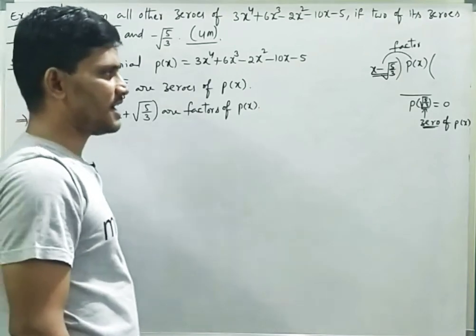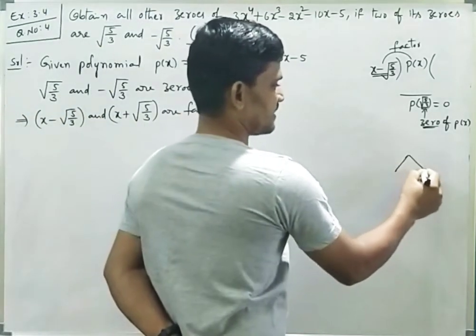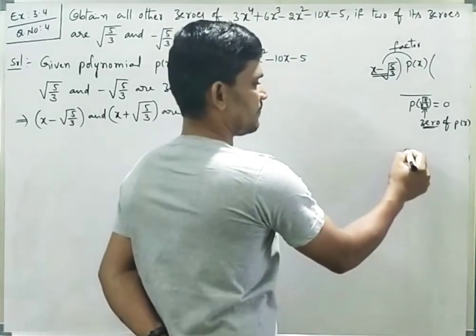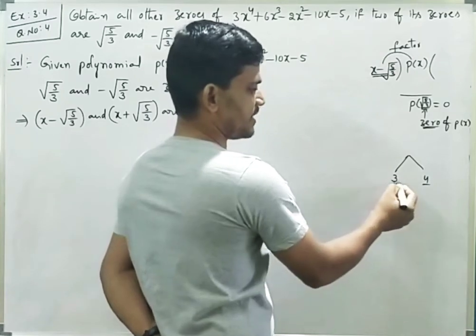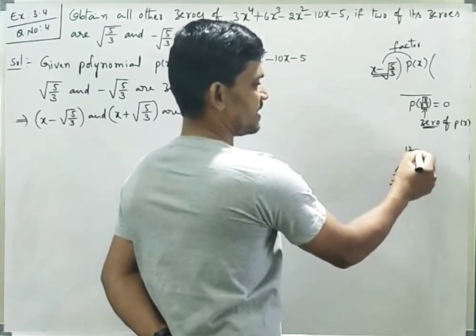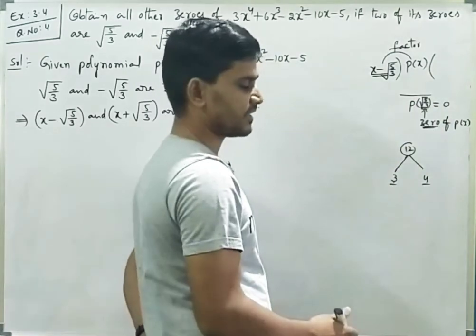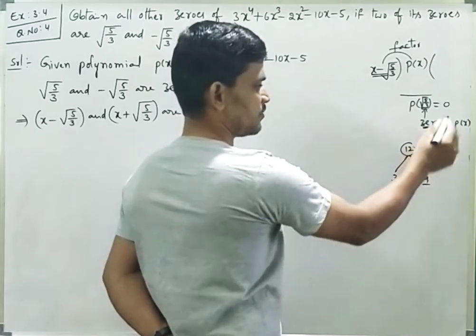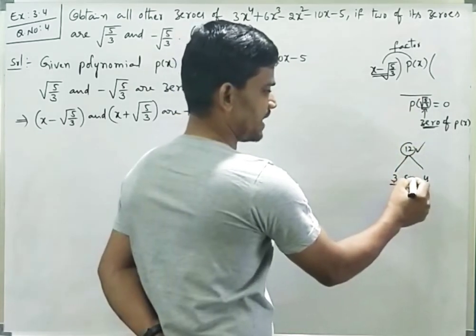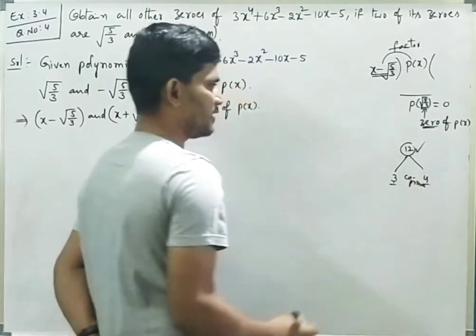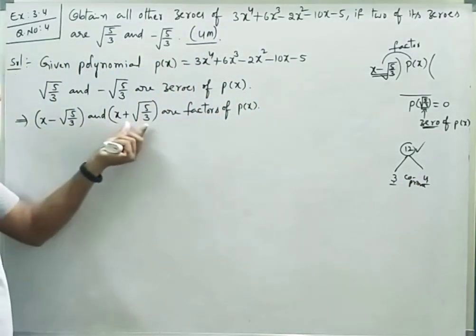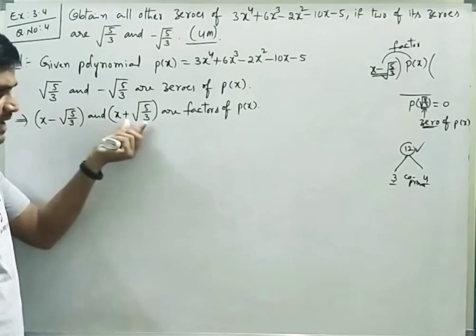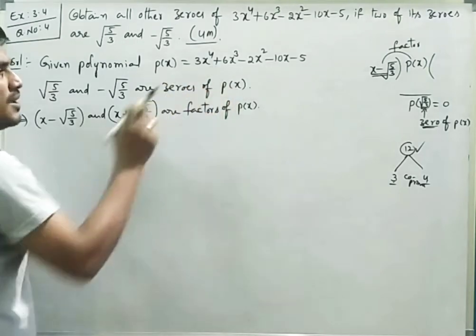And one more thing regarding the factors: if two factors are co-primes, like in numbers, 3 and 4 are factors of some number, then their product 3 times 4, 12, is also a factor of the number. That is, if a number is divisible by 3 and 4, then the number is divisible by 12 also, if these two are co-primes. If you can see, these two factors do not have any common factor. So, as these two are co-primes, their product is also a factor of p of x.